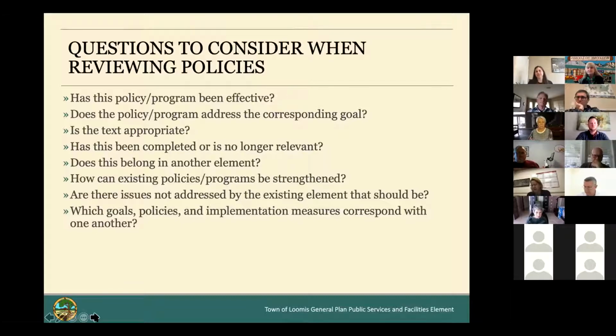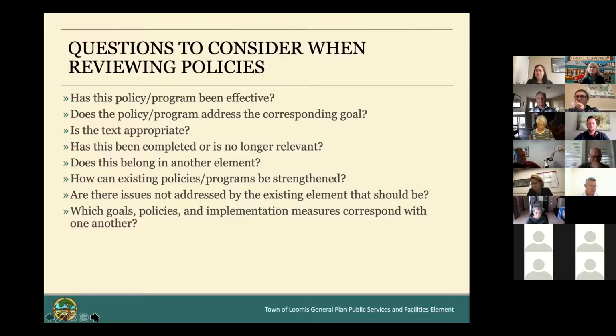So some questions to consider when you're reviewing the policies. One, has the policy or program, goal, or implementation measure been effective? Does it address the corresponding goal? Is it appropriate? Has it been completed, or is it no longer relevant? Those we can delete. Does this policy belong in another element? Is it really related to a different topic area? How can existing policies or programs be strengthened? So those are some ways to modify what we already have, if we just need to add a phrase or a few words to strengthen the policies.